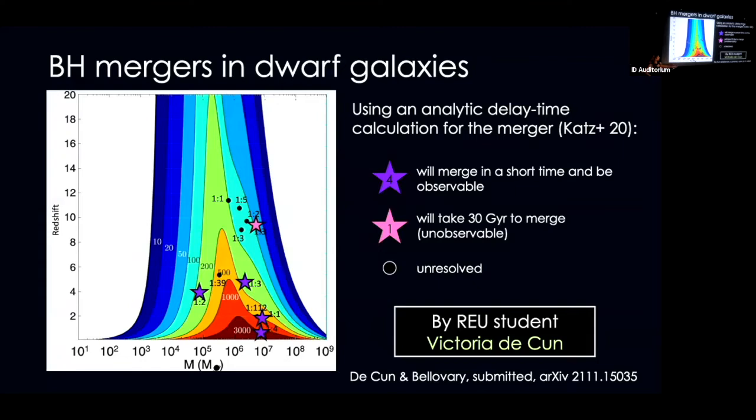She found out that these 4 that are purple stars will. The pink one will take 30 gigayears to merge, and so they will merge, but it won't be observable by anyone like us. And the other galaxies were too poorly resolved for us to figure it out. So we think these mergers actually could happen and be detected by LISA.